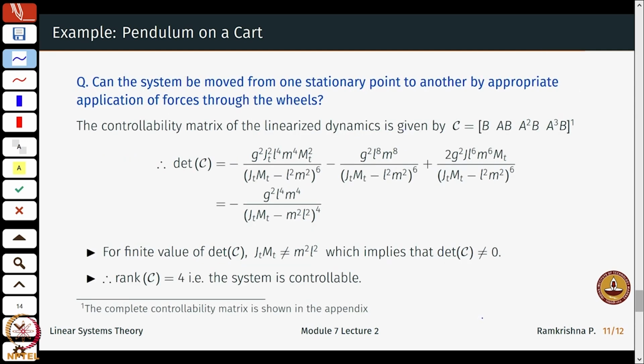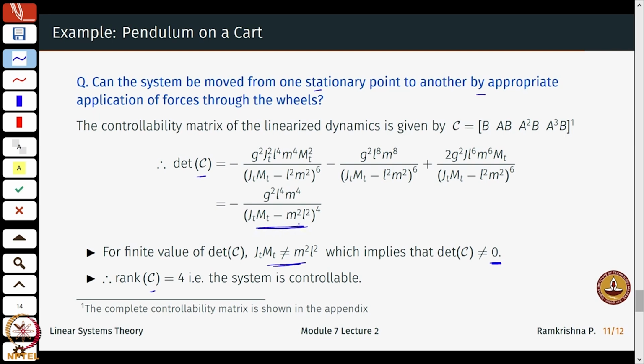Now I can ask a question: can the system be moved from one stationary point to any other stationary point by application of forces through the wheels? I compute the determinant of this matrix, which turns out to be nonzero for finite values. As long as this does not hold, the determinant of C is not equal to 0, which means the rank of C is 4, and therefore the system is controllable. These are some steps for how to check whether or not the system is controllable, and if it loses controllability, at what point it loses it.